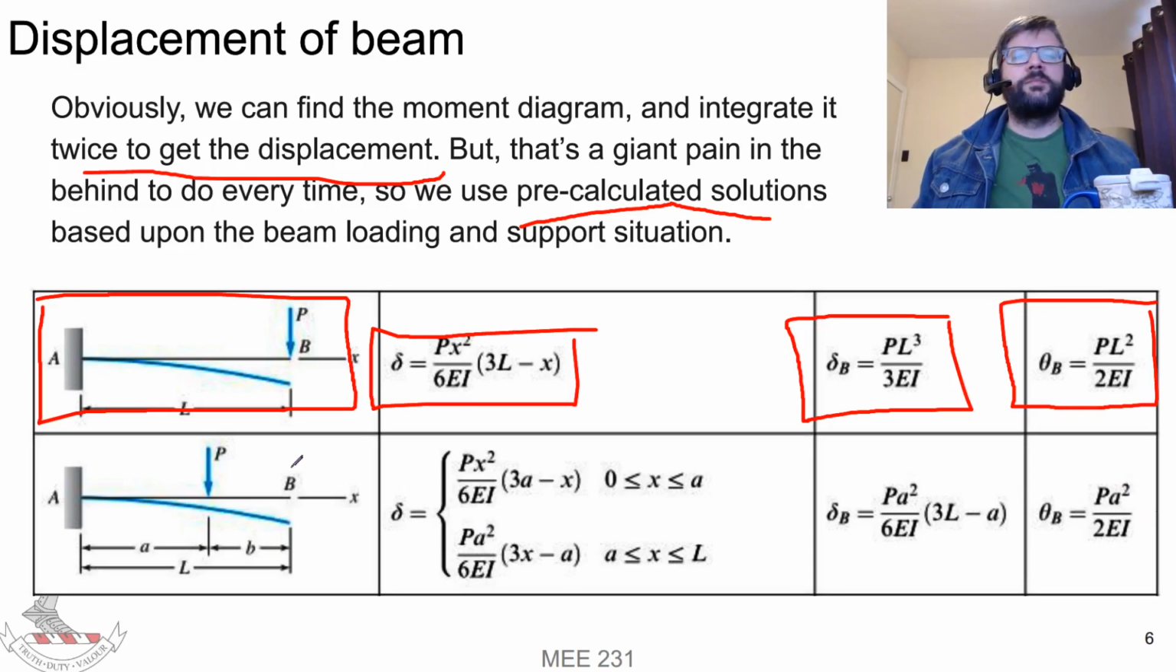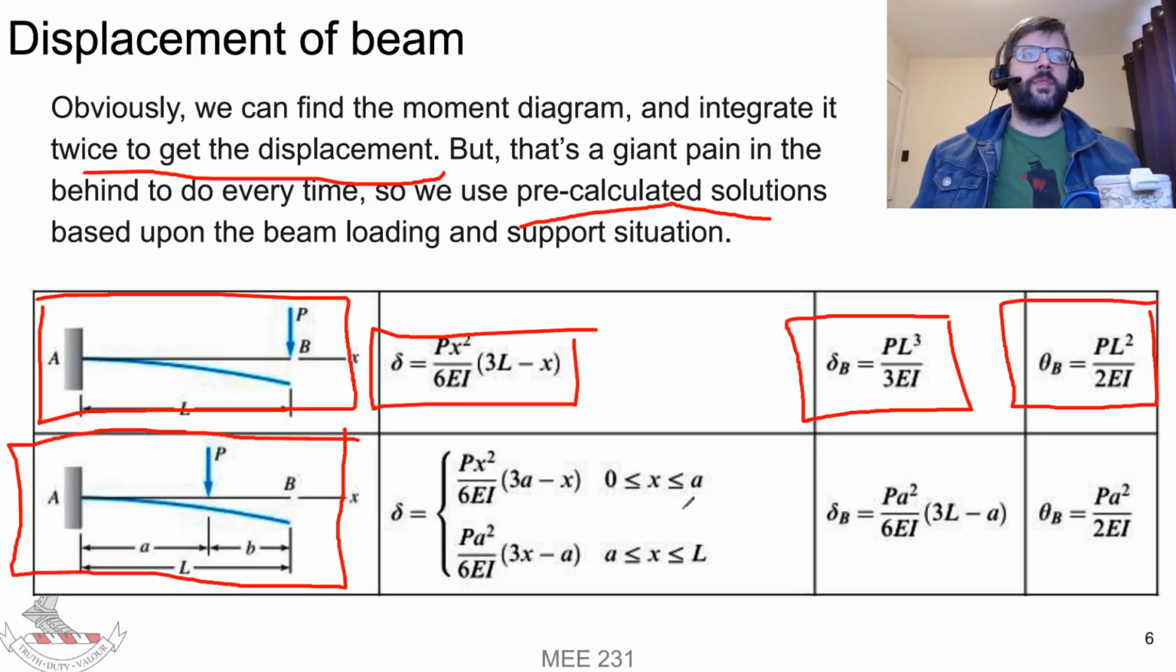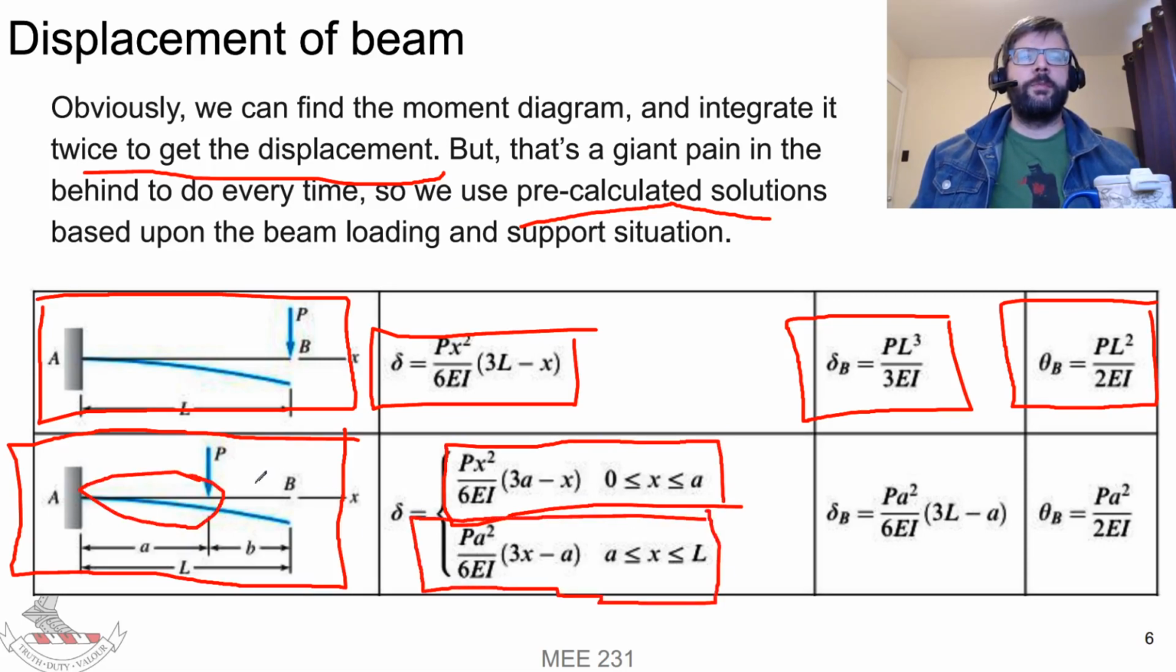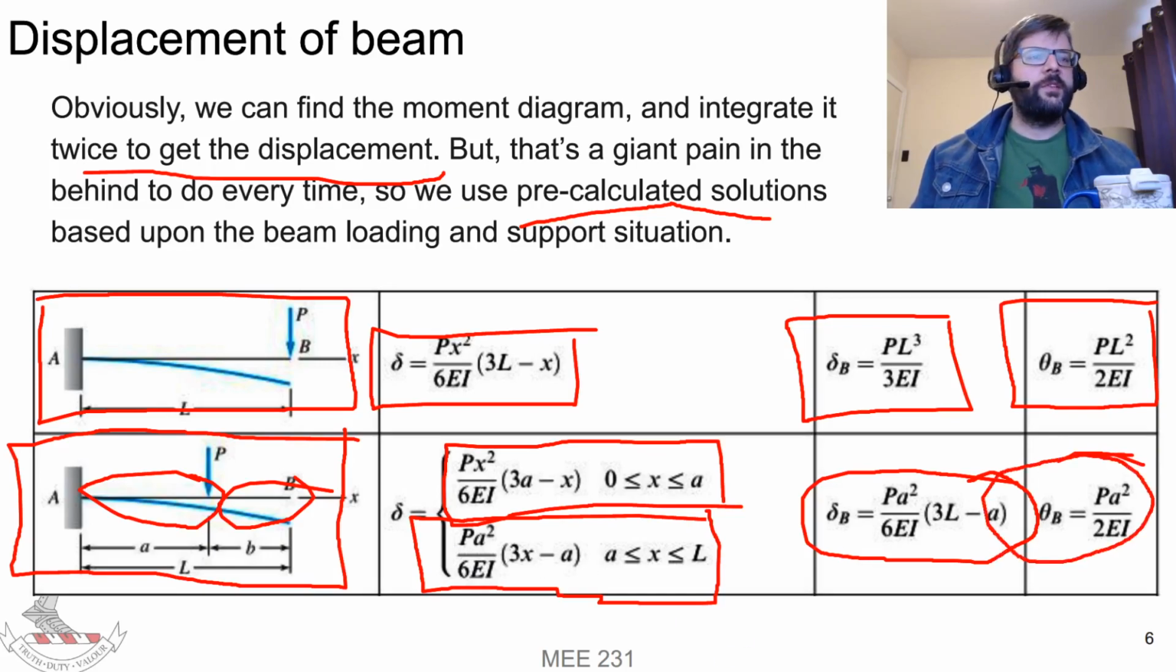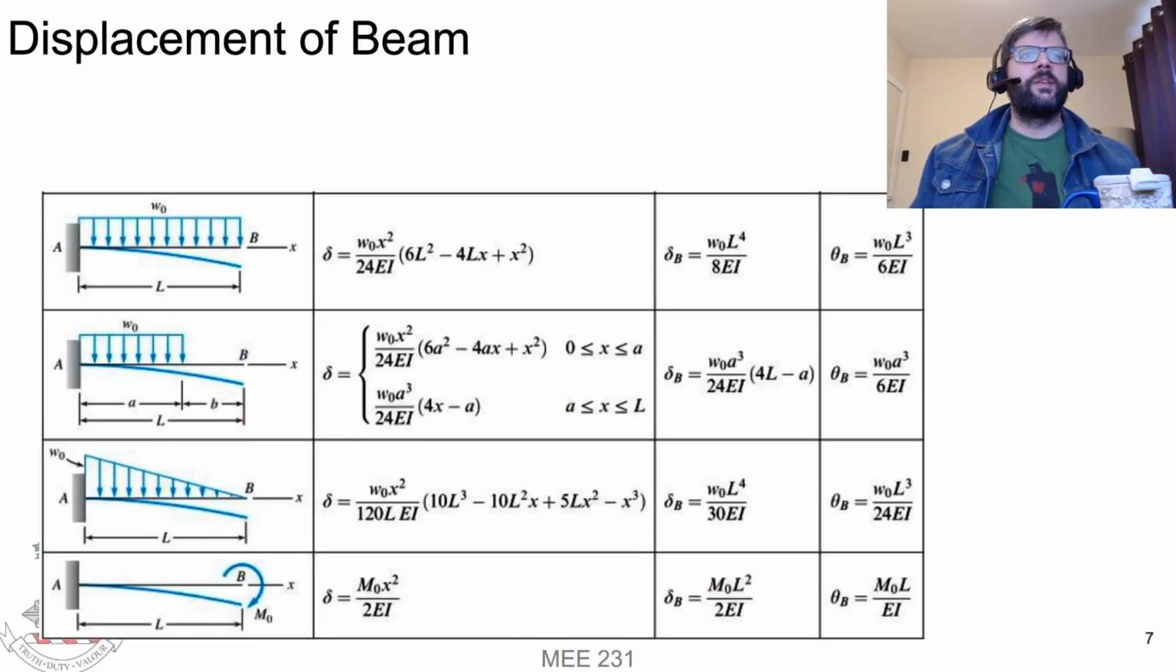And if we have a beam that has a point load somewhere in the middle, then again, this gives us our displacement at some point between here and here. This gives us our displacement at some point between here and here. And the displacement at the end and the angle at the end. So on and so forth. So again, there's a few of these.